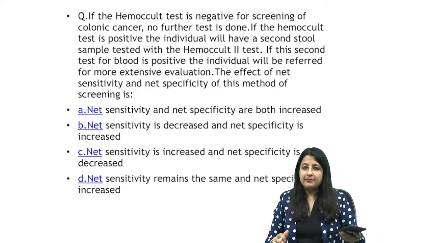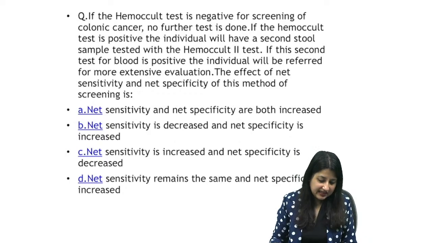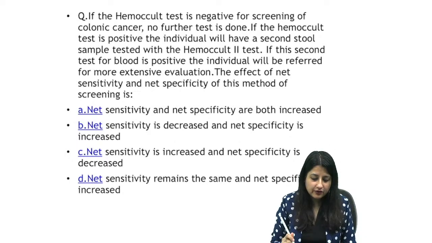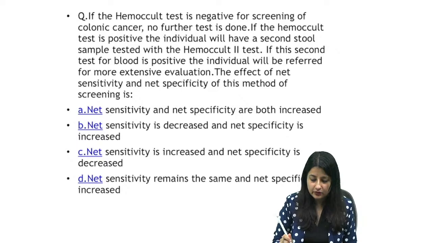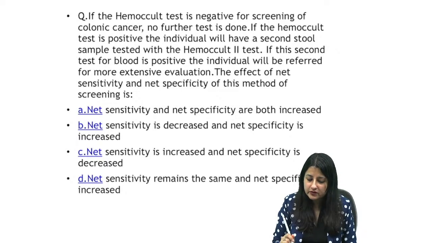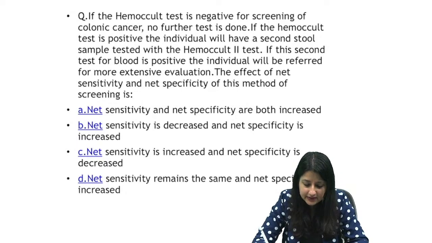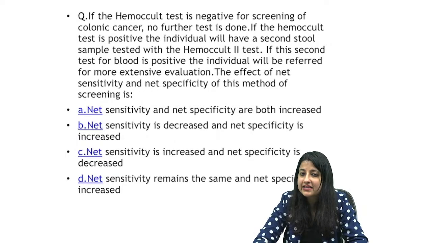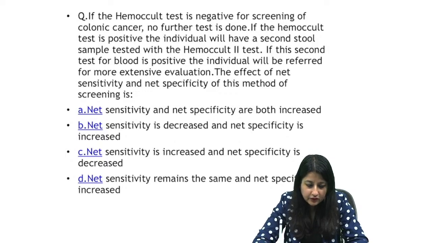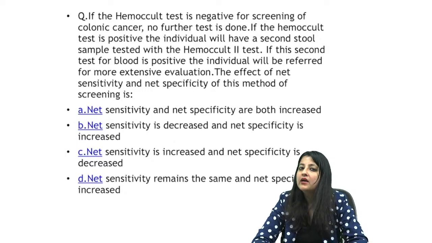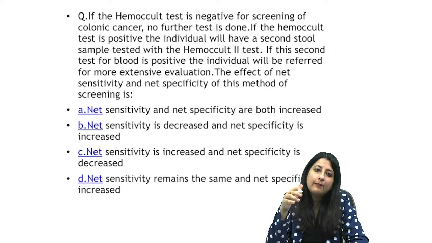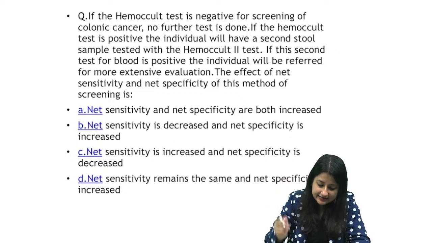Okay. Now tell me the answer to this question, guys. If the hemoccult test is negative for screening of colon cancer, no further test is done. If the hemoccult test is positive, the individual will have a second sample tested with the hemoccult test. If the second test for blood sample is positive, the individual will be referred for more extensive evaluation. The effect of net sensitivity and net specificity of this method on screening is, what is the answer to this, guys? Now we are first applying a test, then all those who are positive, on them we apply the second test. So what is this?